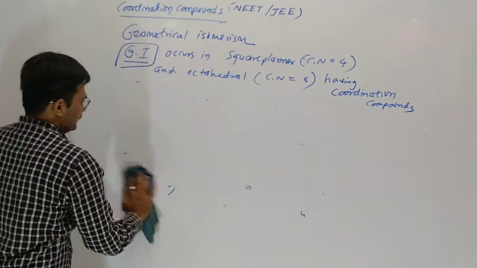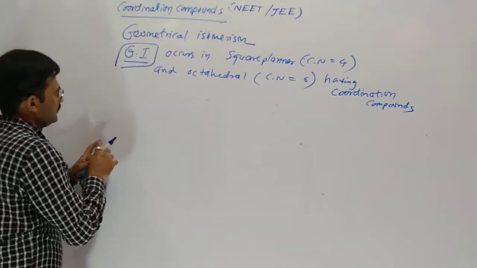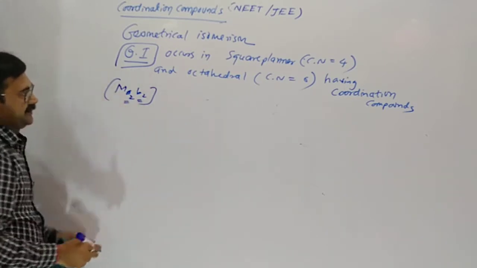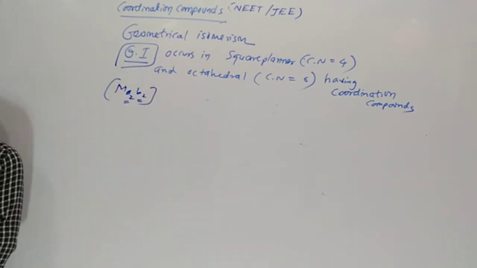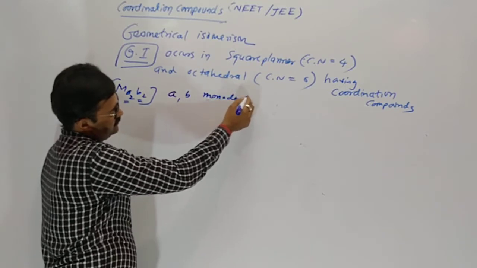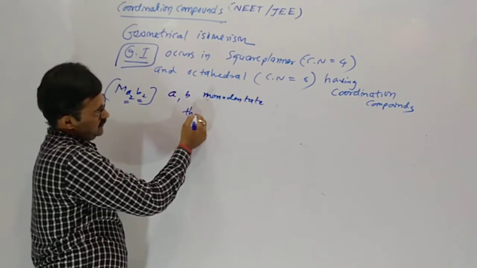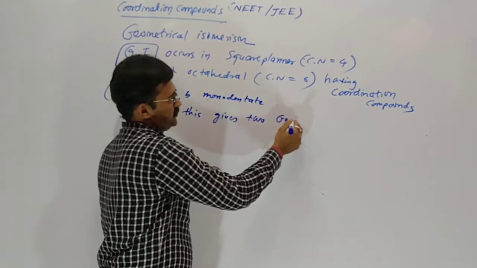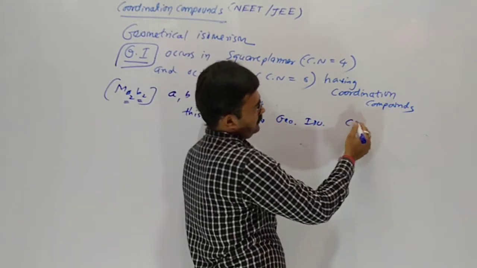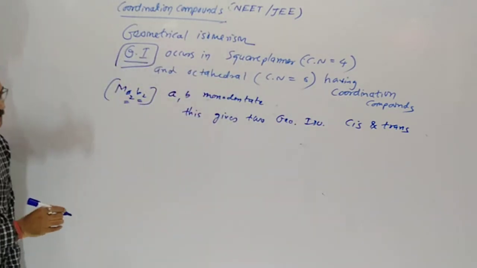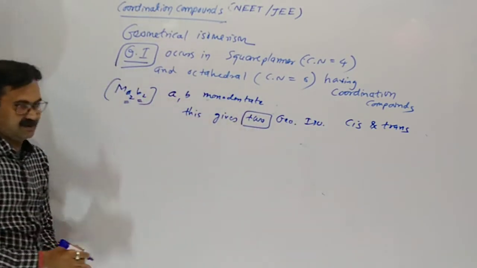But whenever the type is M(A2B2), meaning two ligands of type A and two ligands of type B are combining, with A and B monodentate, this gives two geometrical isomers, cis and trans. Here two geometrical isomers occur, cis and trans.